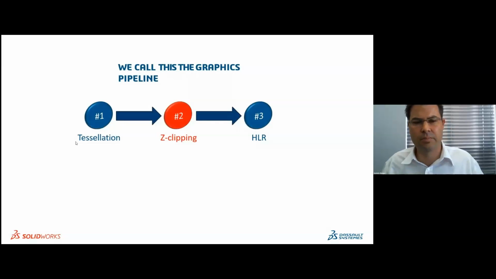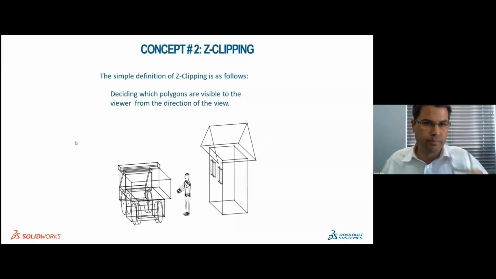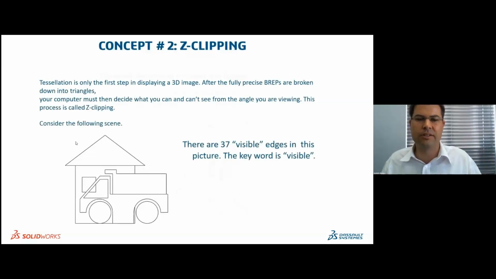Then the next step in the performance pipeline is this Z clipping. So pretty easy, guys. This is just a simple definition. It's deciding which polygons are visible to the viewer at the direction of the view. So if I just rotate that and look at it from the front, it's a little truck in front of a house, and it's just going to look at it from the front view. So that is a B-rep broken down into triangles because I'm looking at it from the front, and your computer must decide.